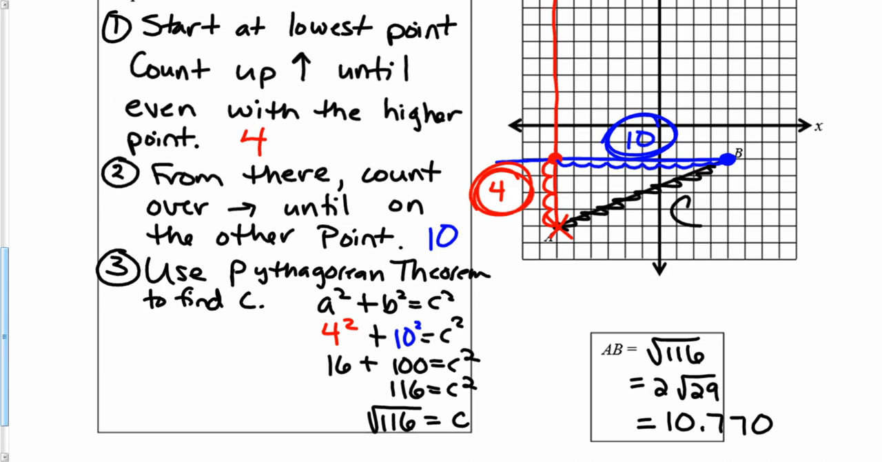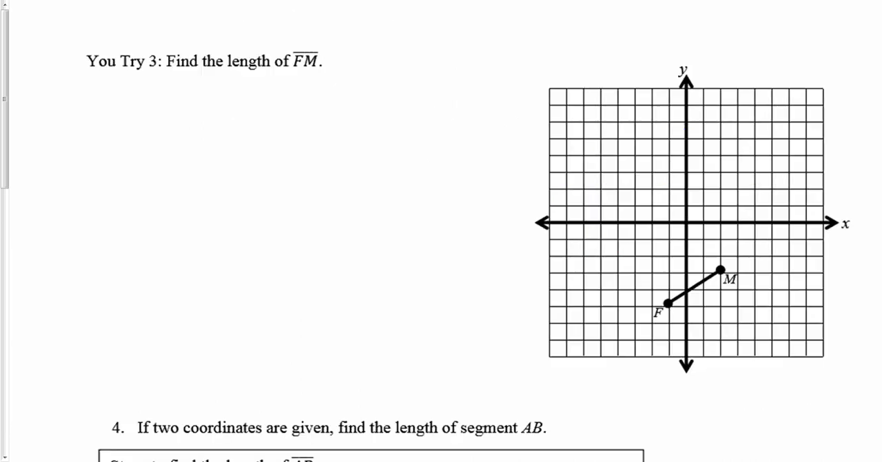So we have now done one problem together, writing down step by step how to do this problem. So go ahead and turn the page in your packet. And when you turn the page, you see this thing called You Try 3. So this should match with problem 3. It should be exactly the same as problem 3, except, of course, we have a different grid. We have new points over here on our graph. So we're doing the same thing. Find the length of segment FM, but this one is a You Try.